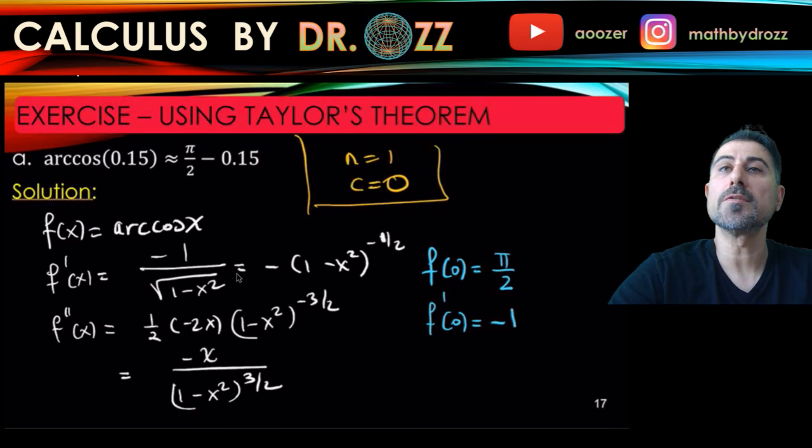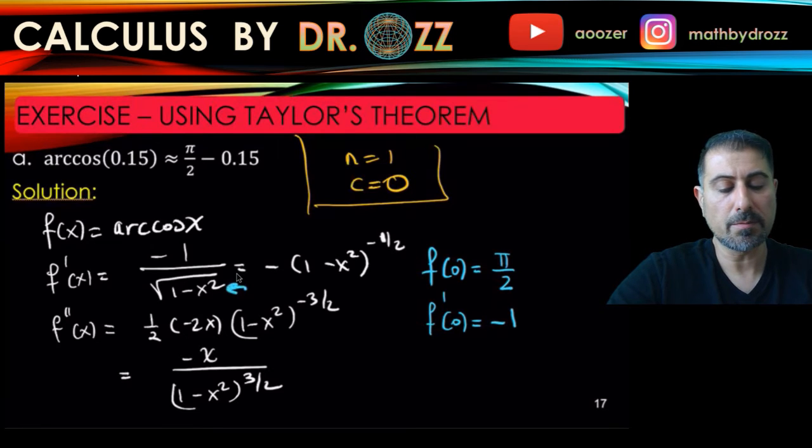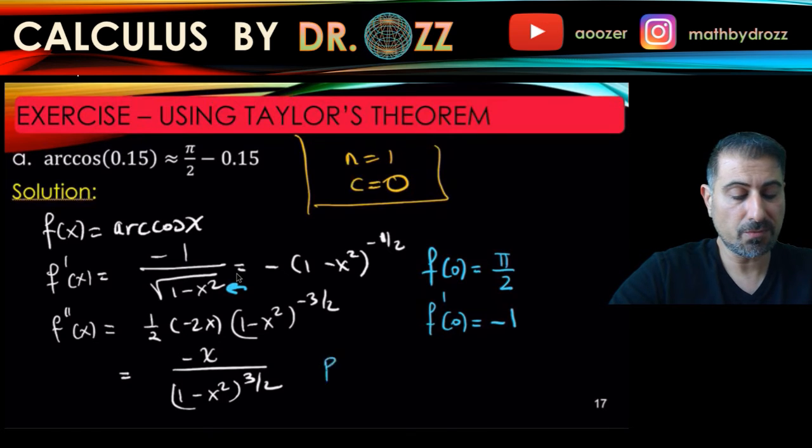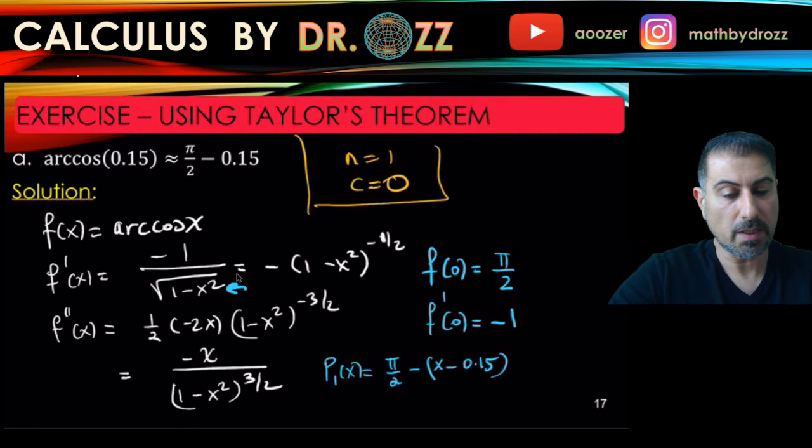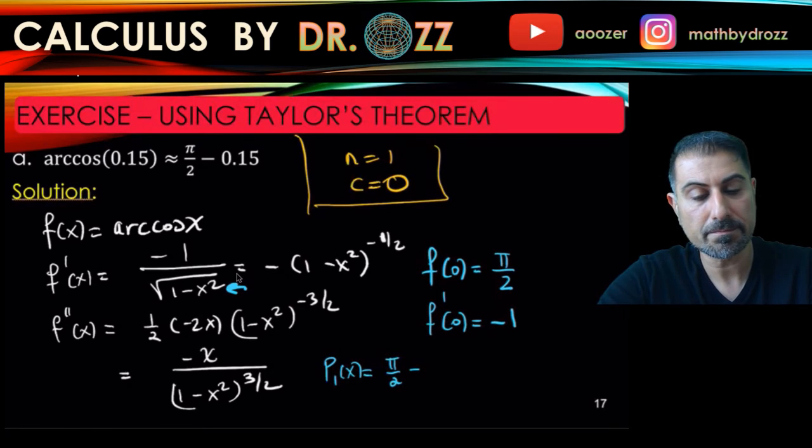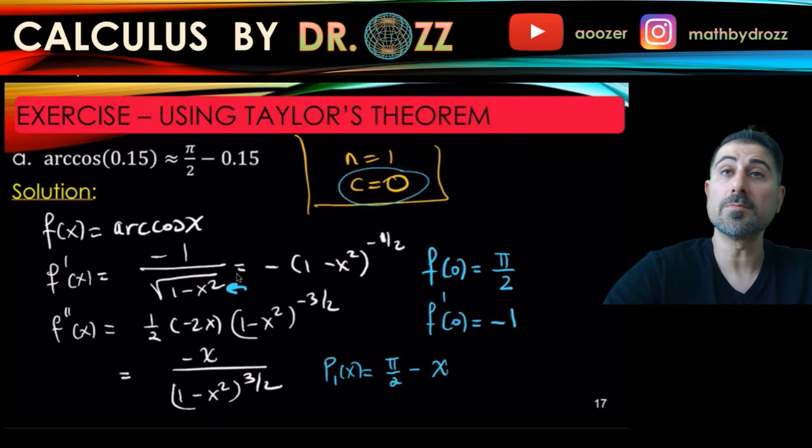Okay, 1 minus 0 squared in the bottom here, right? So it's -1. So let's write P1 of x here. P1 of x is f of 0 plus f prime of 0, which is minus 1, times x minus 0. So that's just x, right? Because we're having c equals 0, so pi over 2 minus x.